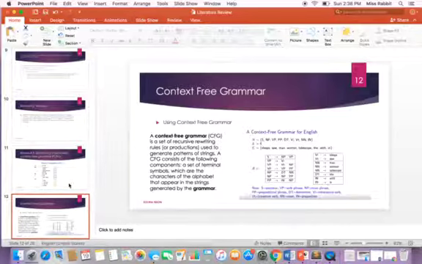Just a short reminder, what is a context-free grammar? By the definition that I found on the web, it is a set of recursively written rules or productions used to generate patterns of strings. A context-free grammar consists of the following components: a set of terminal symbols, which are the characters of the alphabet that appear in the strings generated by the grammar.